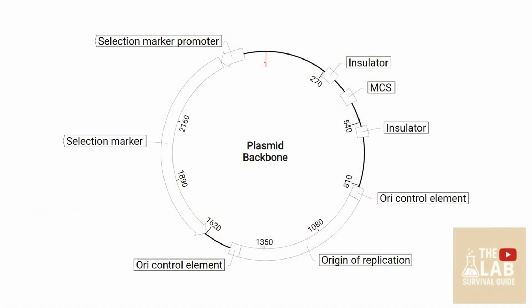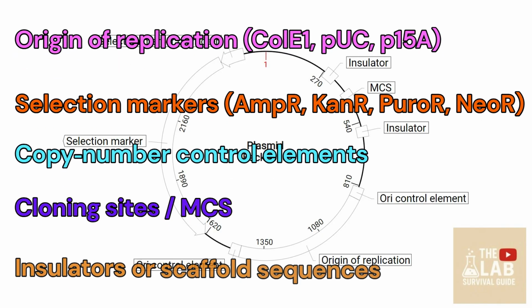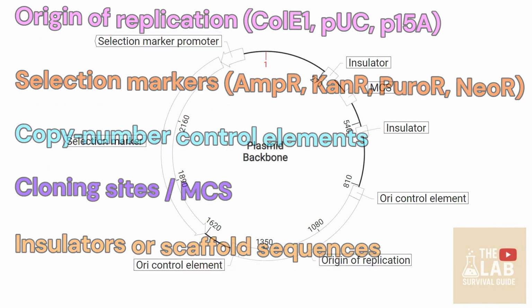The plasmid backbone is the structural scaffold that supports the expression cassette. It determines how the plasmid behaves as a physical and replicating entity. If the backbone is wrong, the experiment fails, even if your gene and cassette are perfect.